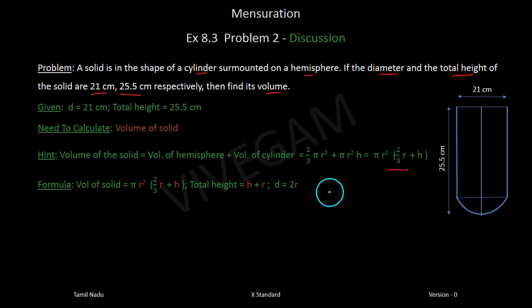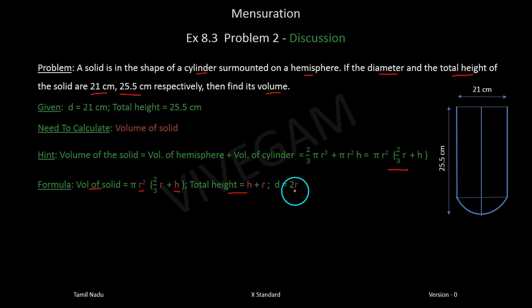So what is the formula? The volume of the solid, actually this should be in the reddish maroon color. We don't know this, right? It's a mistake here. It should be reddish maroon, not green, because we don't know this. Pi r squared into 2/3 r plus h, and you can see r we don't know. We don't know the height of the cylinder, but we know the total height is 25.5. That is the height of the cylinder plus the radius of the hemisphere, h plus r. But once again, this is also of little use because we don't know both h and r.